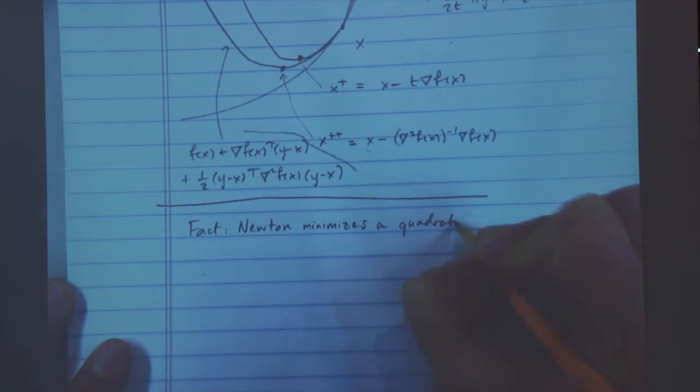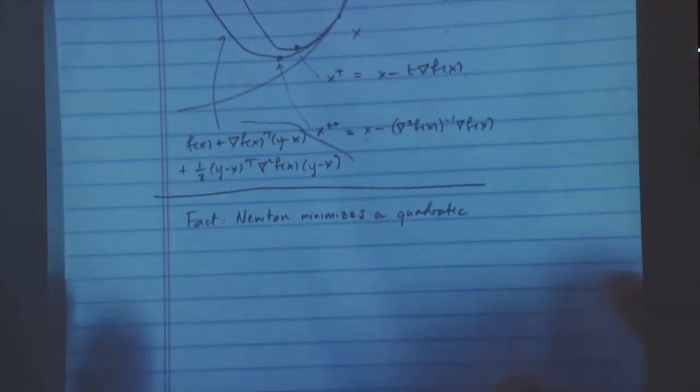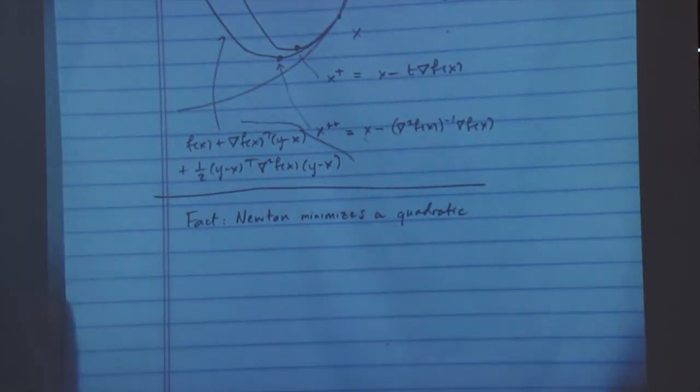If you're having trouble seeing that, then just take some time and write out a quadratic and just write out the Newton update. You'll see you get exactly the minimizer of the quadratic.